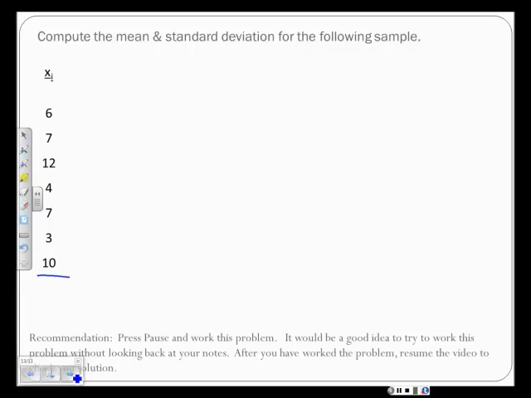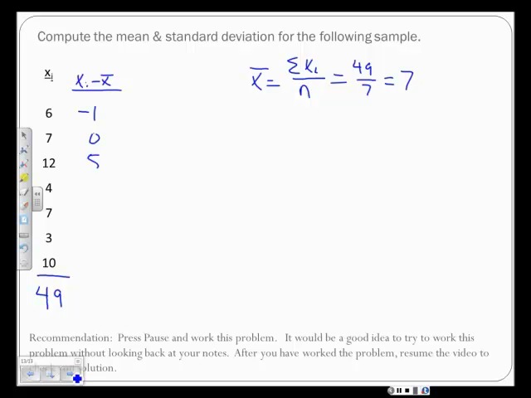Add these up, and I get 49. And there are 7 numbers there. So the sample mean is equal to the sum of the x's divided by n, or 49 divided by 7 is equal to 7. Then I'm going to subtract 7 from each value, get the deviations. That does add to 0. Then I'm going to square the deviations.